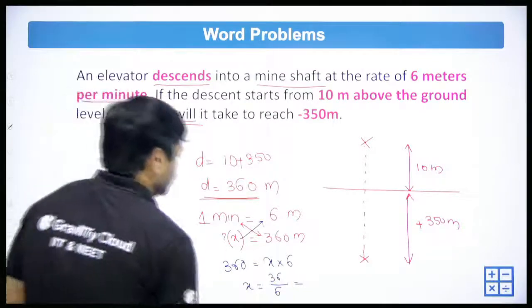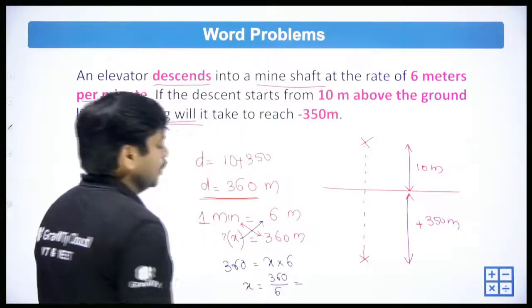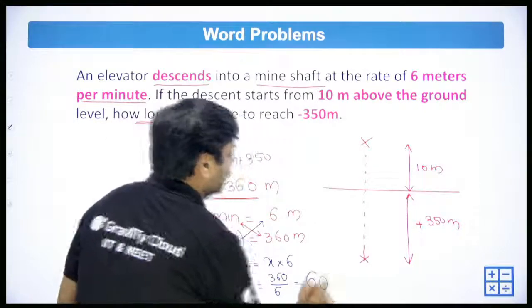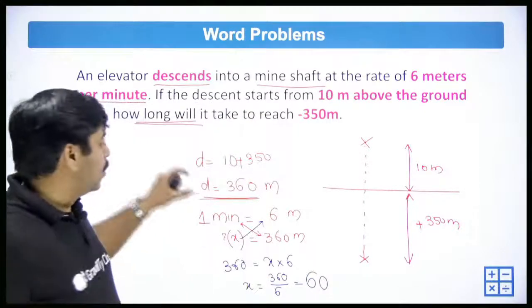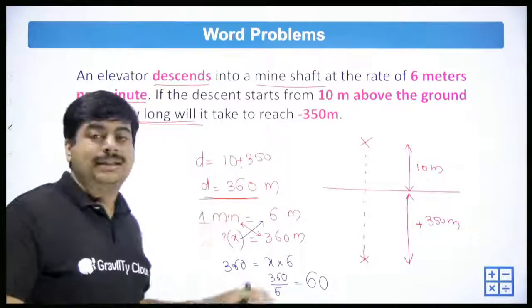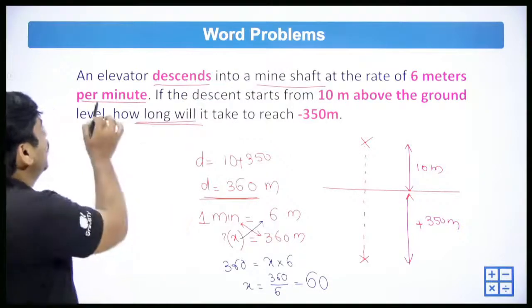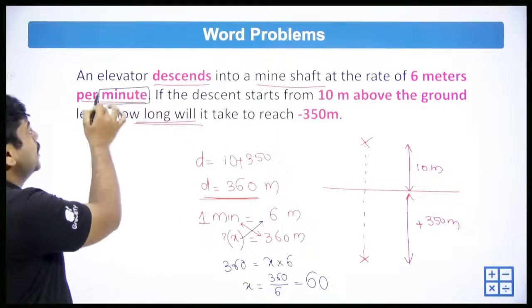Right. So 360 by 6: you know that 6 sixes are 36, so you will get a total of 60. What are the units? Is it 60 seconds or 60 hours? You know that it is 6 meters per minute. The units are very important.